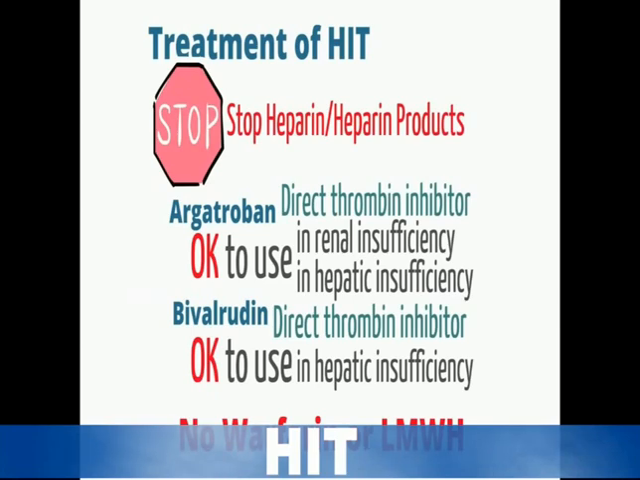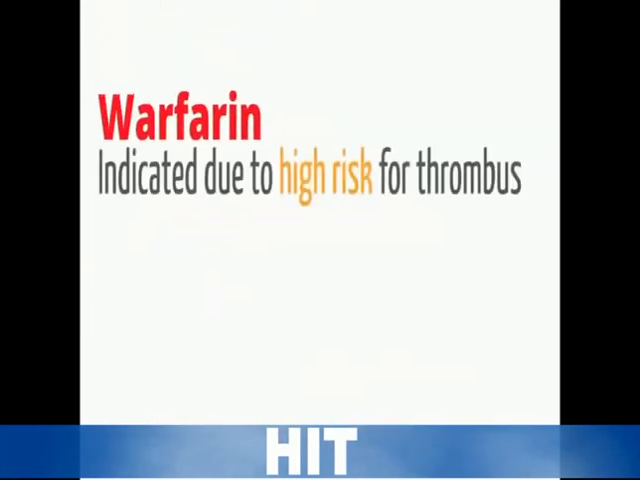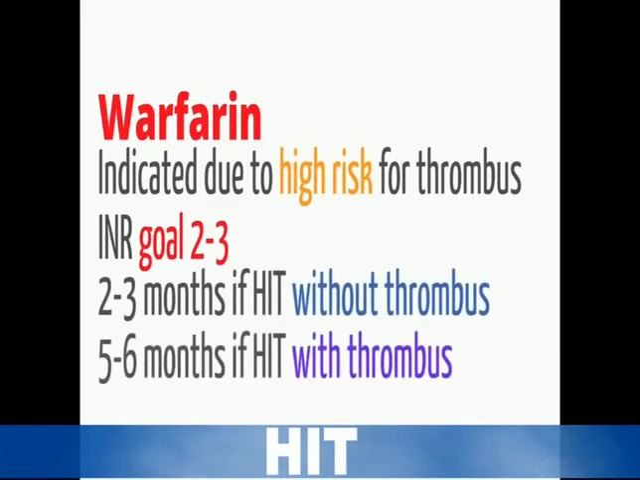Once a patient has a confirmed HIT study, then you can bridge them with a direct thrombin inhibitor to Coumadin. INR goal is 2 to 3, with duration of therapy being 2 to 3 months in patients who've had HIT with no thrombus, or 5 to 6 months in patients with HIT and thrombus.